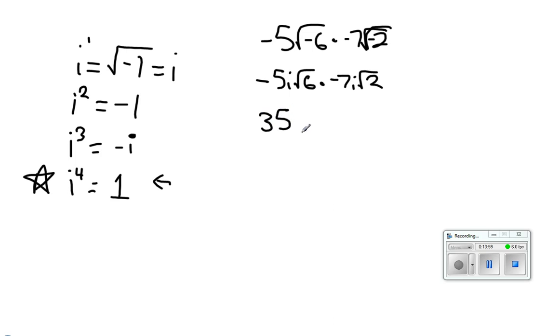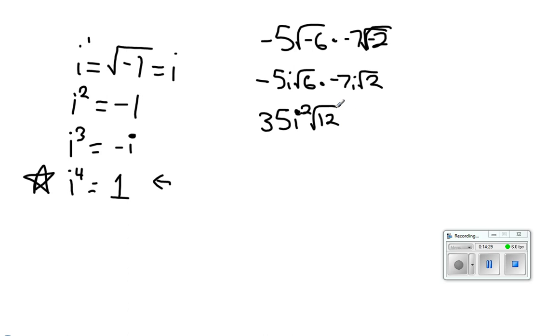You don't know your times tables. That's kind of bad. It's 35. Positive. And then we have i times i, which is i squared. Then we multiply our radicals together. So square root of 6 times square root of 2 is 12. So square root of 12. You know your 2's times table.